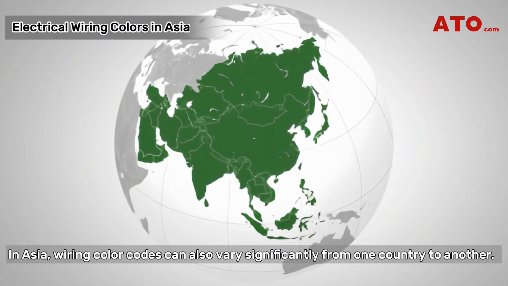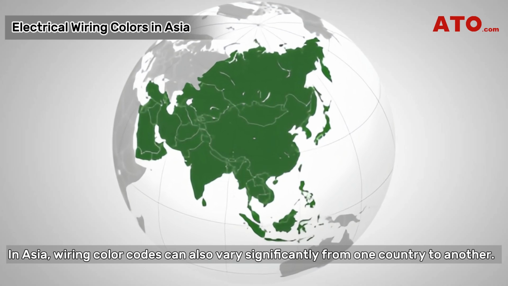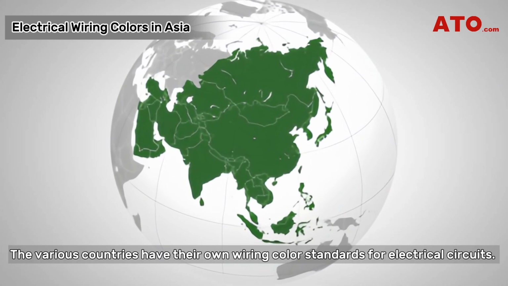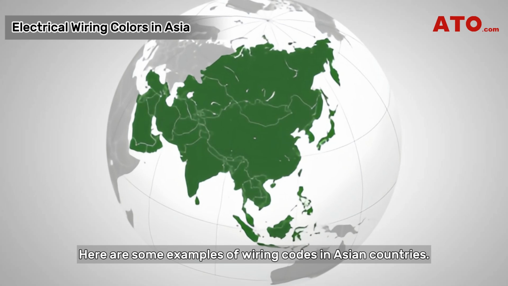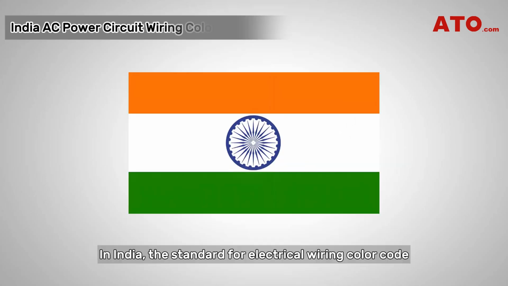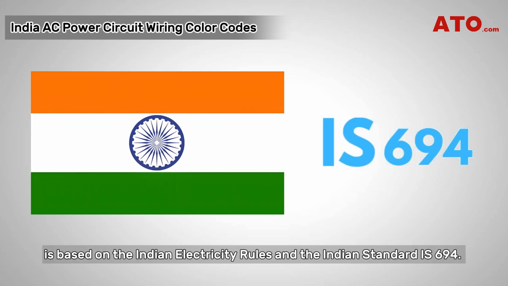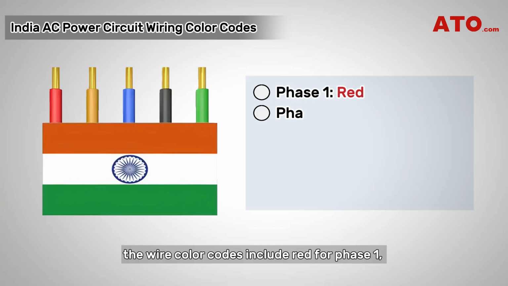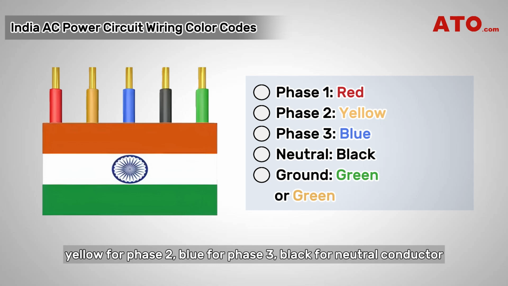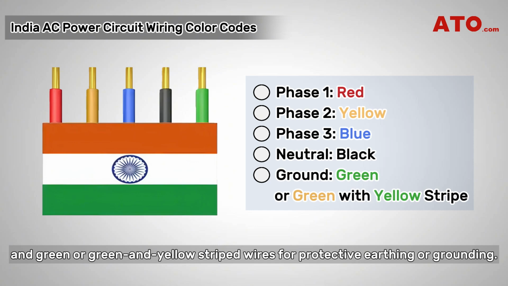In Asia, wiring color codes can also vary significantly from one country to another. The various countries have their own wiring color standards for electrical circuits. Here are some examples of wiring codes in Asian countries. In India, the standard for electrical wiring color code is based on the Indian electricity rules and the Indian standard IS 694. In case of a three-phase power supply, the wire color codes include red for phase 1, yellow for phase 2, blue for phase 3, black for neutral conductor, and green or green and yellow striped wires for protective earthing or grounding.